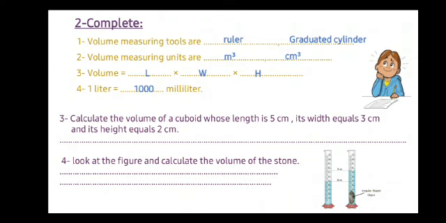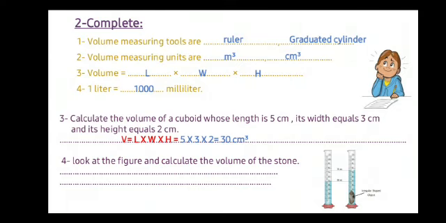Number 3, calculate the volume of a piece of wood. Length is 5 centimeters, its width equals 3 centimeters, and its height equals 2 centimeters. Volume equals length times width times height, 5 times 3 times 2. 5 times 3 equals 15, 15 times 2 equals 30 cubic centimeters.